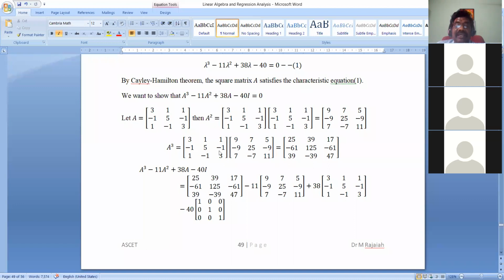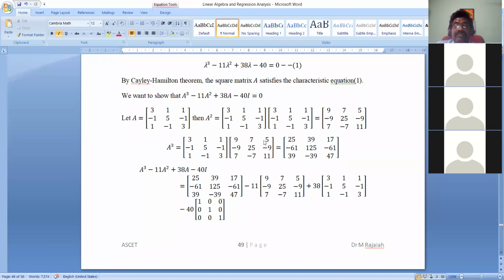Next, multiplying the third row with all the columns of the second matrix, that is 1 into 9, minus 1 into minus 9, plus 3 into 7, that is 39. Next, 1 into 7, plus minus 1 into 25, plus 3 into minus 7, that is minus 39.